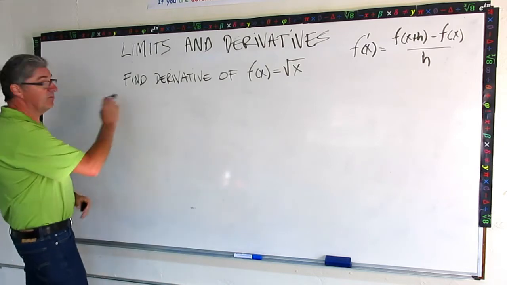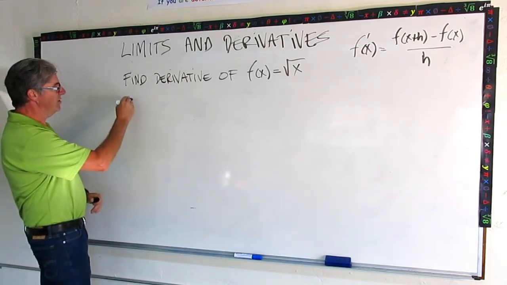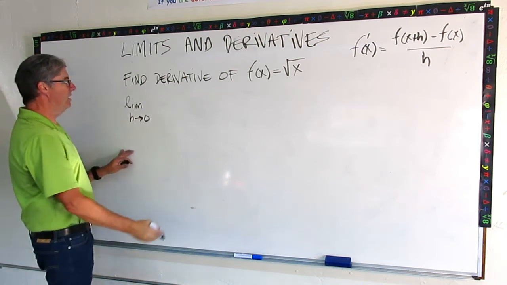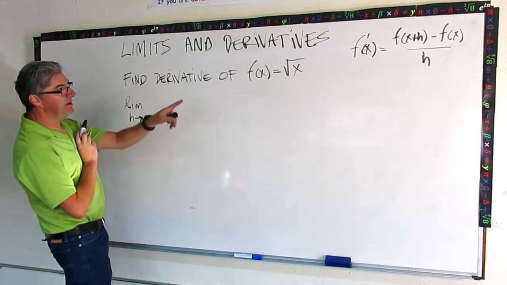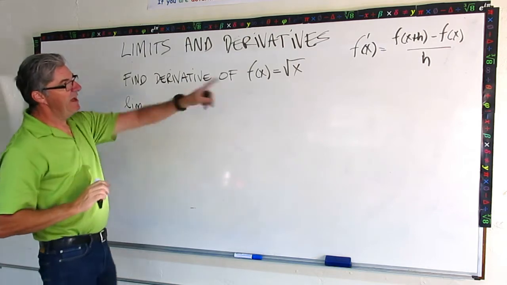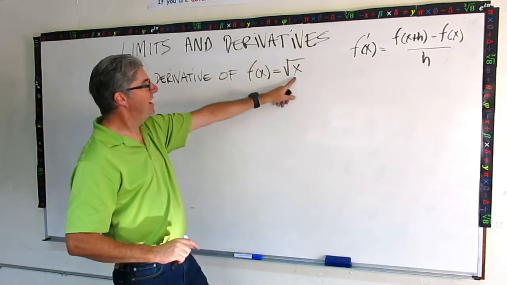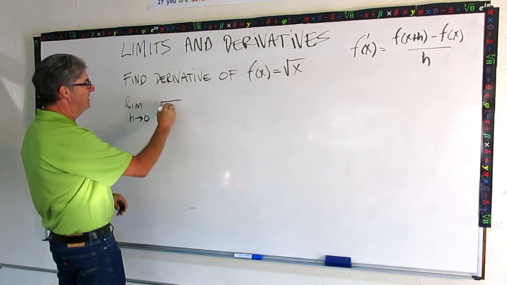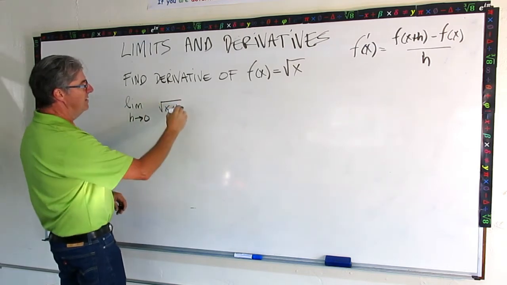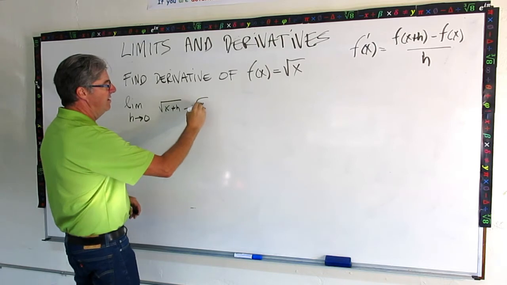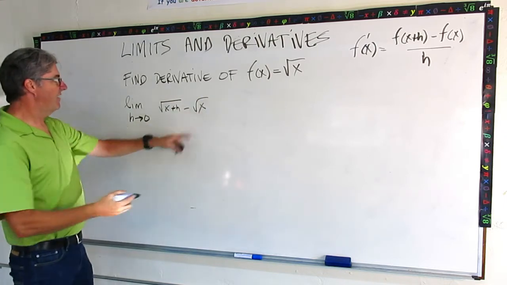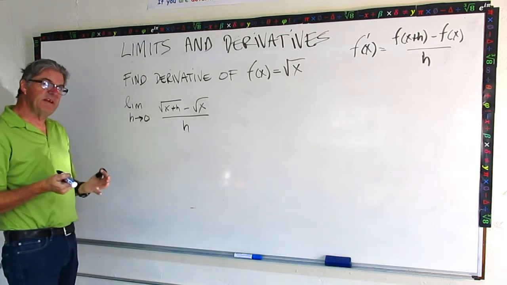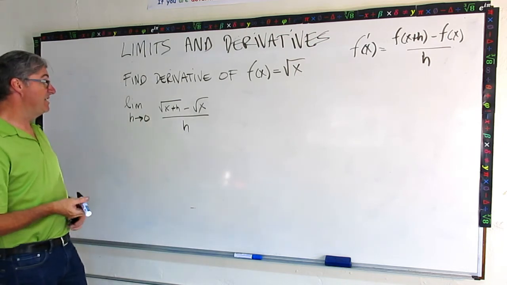So let's write this as a limit, because that's what we're doing. Limit as h approaches 0 of, now we need to plug in our function. So f of x plus h, f of x is the square root, so f of x plus h is just root of x plus h minus root x, that's just f of x, all over h. So this one looks a little bit less complicated than the last ones, and indeed it is.